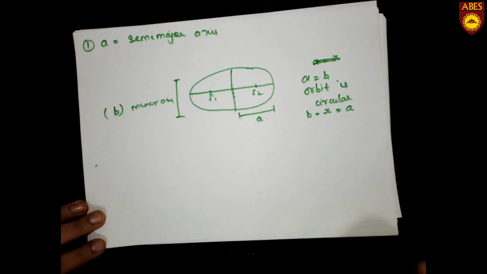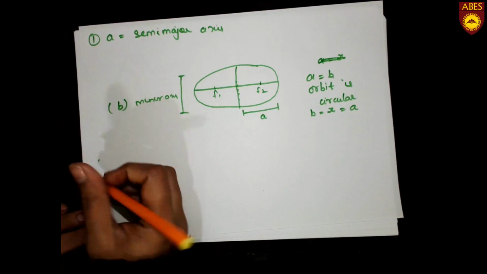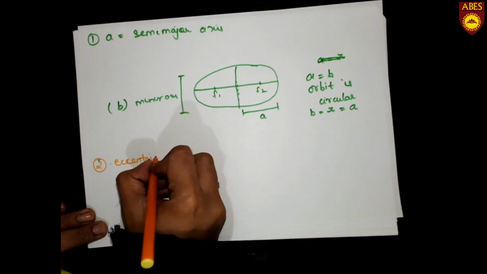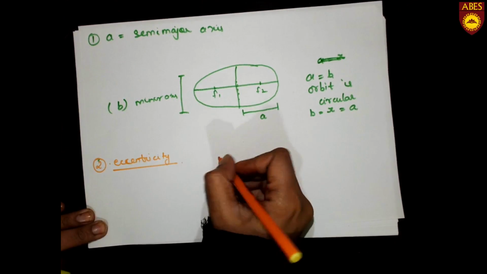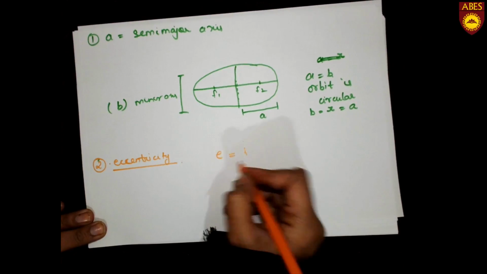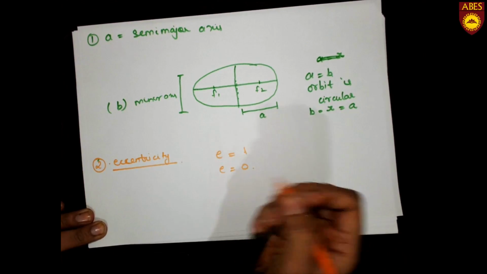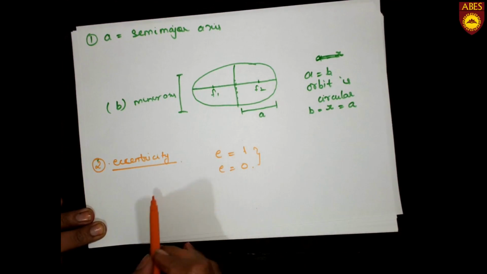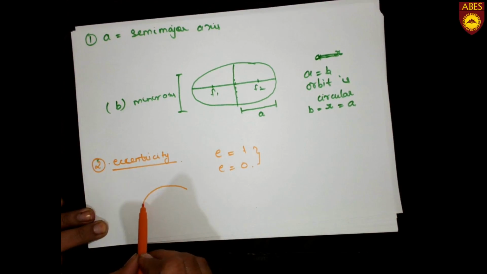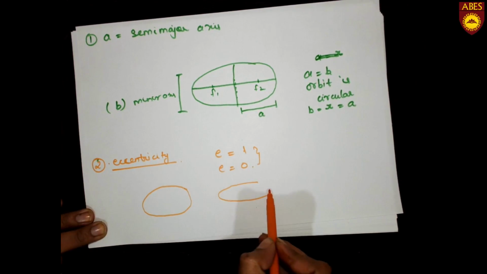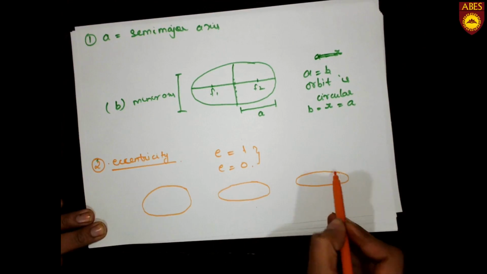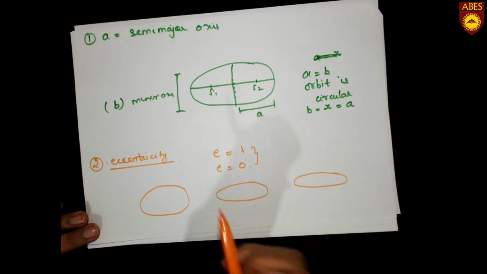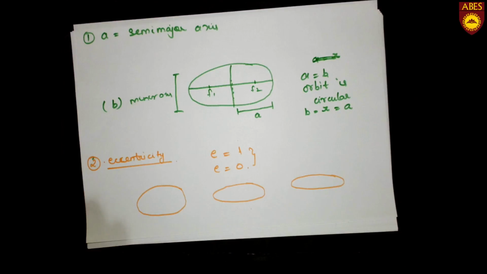Then the second parameter was eccentricity. The eccentricity value defines the shape of the orbit: depending on where the value lies between these 2 points, it tells whether the elliptical orbit is like this, or like this, or more like this. So the value tells us exactly what the shape should be. These two parameters are used for shape and size.